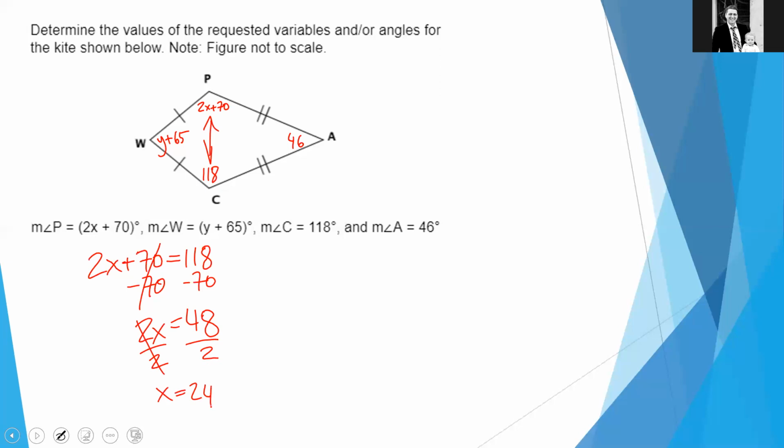Okay, now here comes the problem with solving for y. We don't know that y is congruent to 46. In fact, I'd be willing to bet that it's not. But we do know that this is 118 degrees, and this whole shape is a quadrilateral, so it'll add up to 360. So we can say y plus 65 plus 118 plus 118 plus 46 is equal to 360. Let's combine some like terms here, and that'll give us 65 plus 118 plus 118 plus 46.